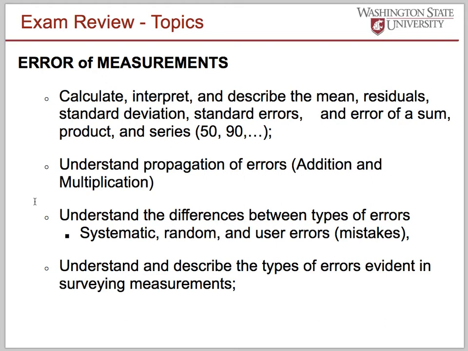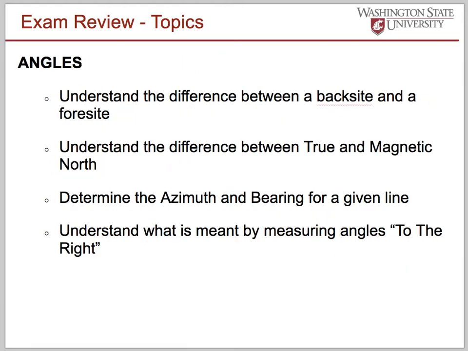Also, understand and describe the types of errors evident in surveying measurements. So just being able to give examples of what kind of measurements or errors you'd see in surveying itself. Angles. I talked a lot about angles. Specifically with surveying, you're going to hear these terms backsite and foresite. That is specifically for angles.